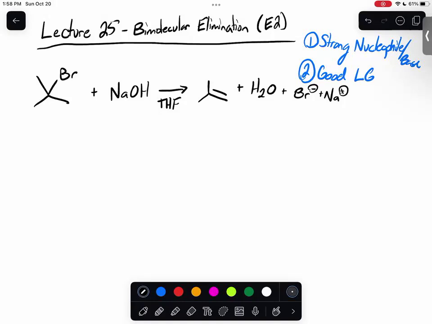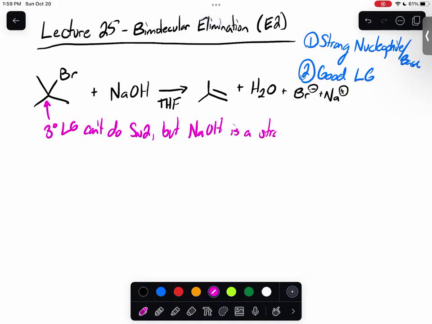And so why does this happen over SN2? Well, as a reminder, this is a tertiary leaving group, right? Tertiary carbon with the leaving group on it. So it can't do SN2, but sodium hydroxide is a strong nucleophile, right? The hydroxide is strong, and so it's not like it's going to do SN1 either.